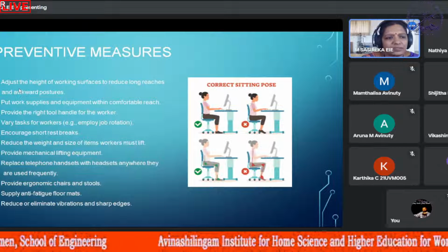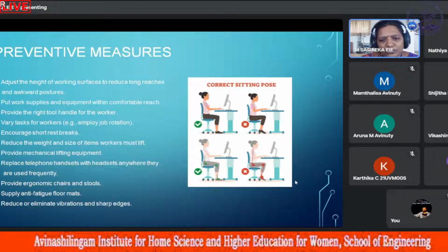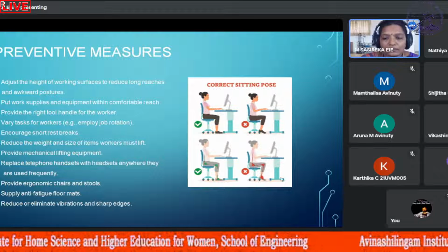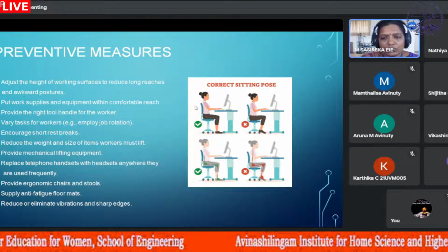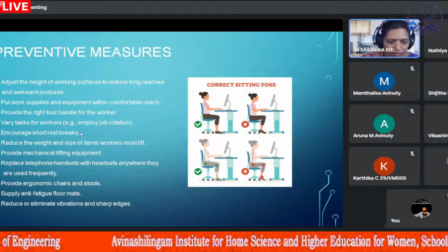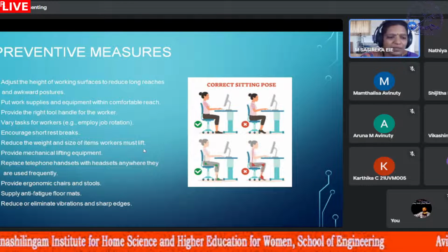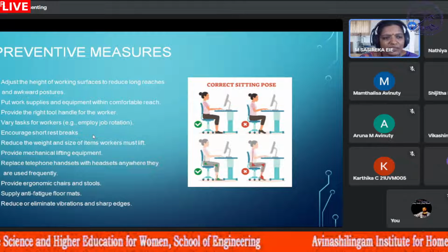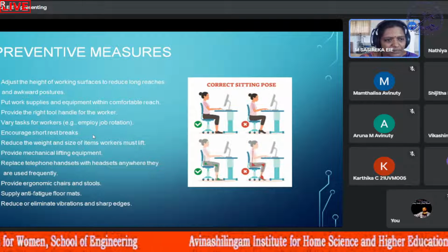Now, preventive measures. This is the correct sitting pose shown in the picture, the correct pose when you are working. See here, your knee should be at 90 degrees and your neck and shoulder should be at 90 degrees. That is the right way of sitting. Mostly we don't follow this. We sit as per our convenience and later we suffer. If you don't want to suffer at a later stage, then you have to follow all these preventive measures.